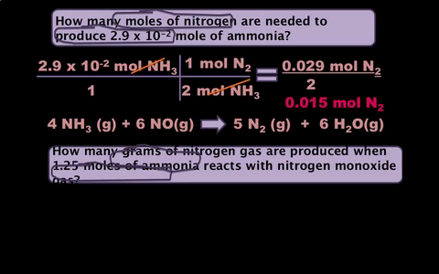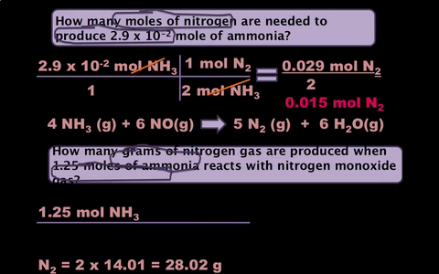Remember, my steps are: the first step is to get into moles, and I'm already there. My second step is to change into moles of something else, and my third step is to change it into what the question asks for. So the first thing I need to do is my conversion factor. For grams, I look it up on the periodic table. In nitrogen gas, there's 2 nitrogens and they're each 14.01, so that makes 28.02.